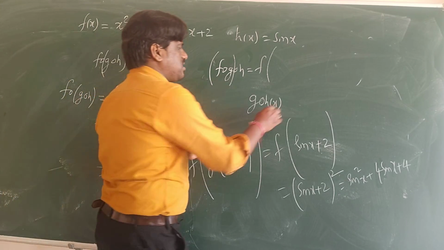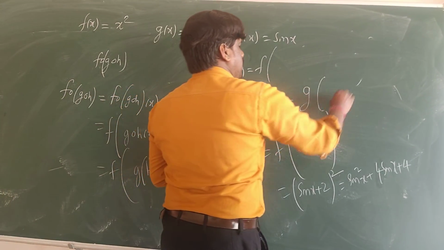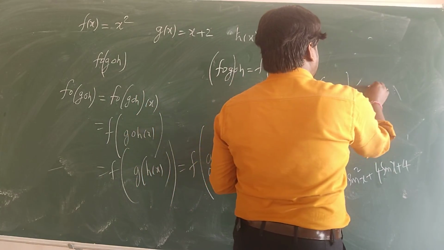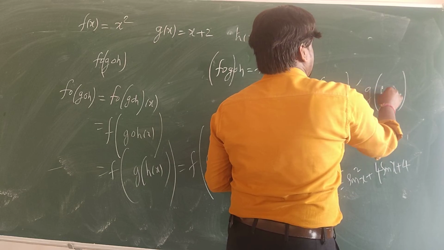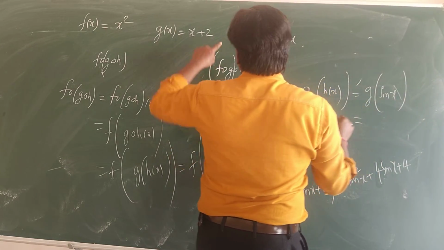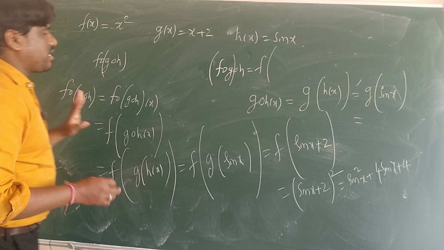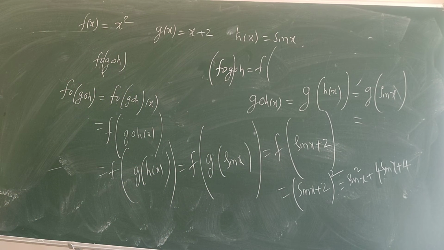If you want to find g of h of x, then g break here and write h of x. What is h of x here? Sin x. And what is g here? X plus 2, so sin x plus 2. Are you getting what I said? Is it clear to all? What is a composite function and how we use it? Understood?